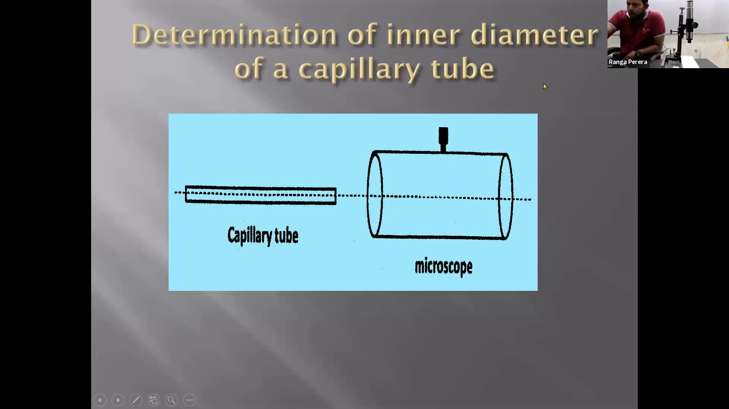Let's say we are trying to measure the internal diameter of a capillary tube. The capillary tube is kept on a stand, and the microscope is in front of it. I should keep my eye there and focus this microscope until the bow is clearly visible.